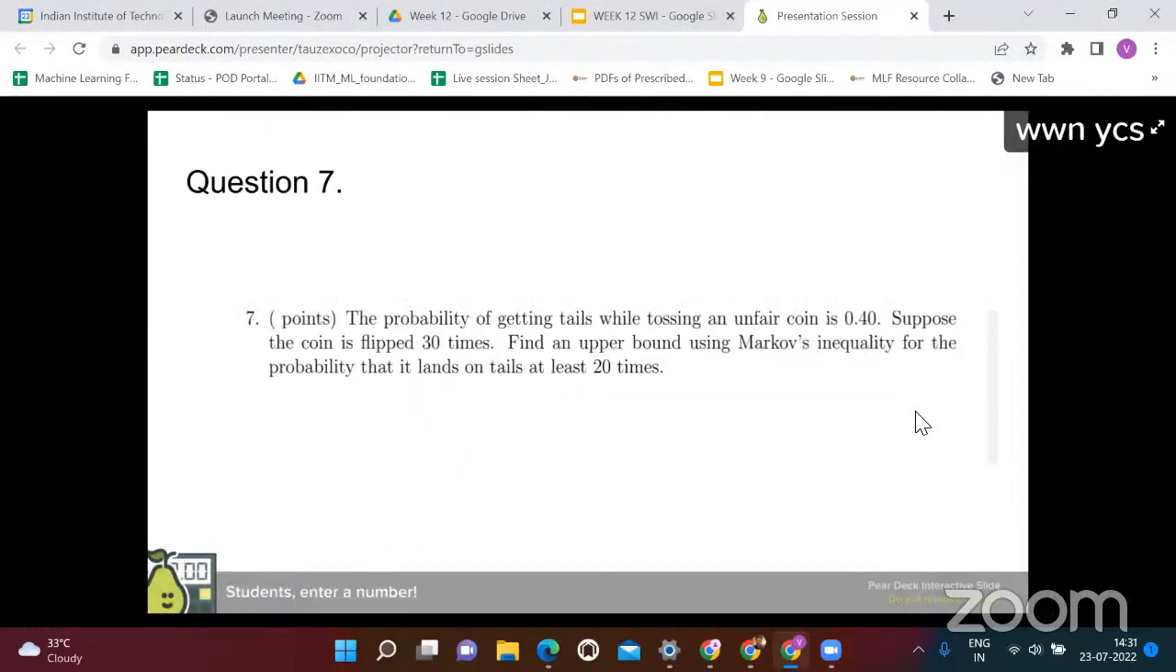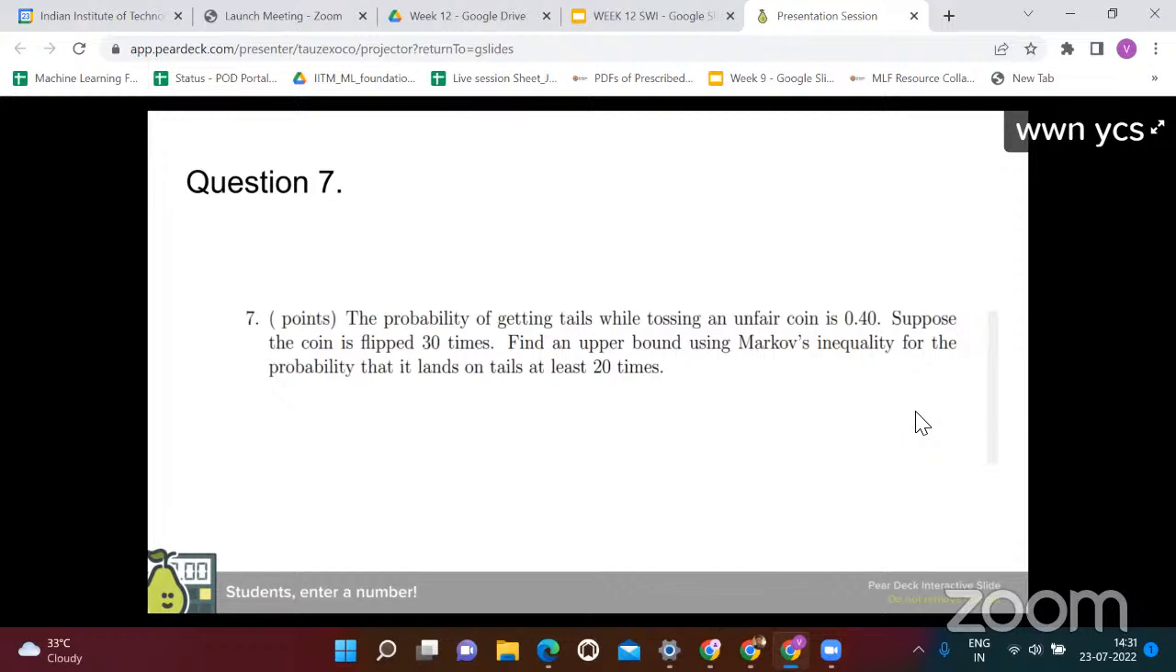The next one, this also you need to use Markov's inequality only. The probability of getting tails while tossing an unfair coin is 0.4. Suppose that the coin is flipped 30 times. Find the upper bound using Markov's inequality for the probability that it lands on tail at least 20 times.